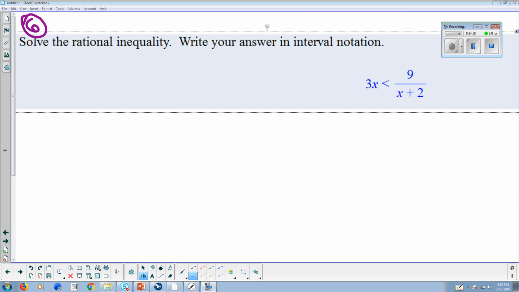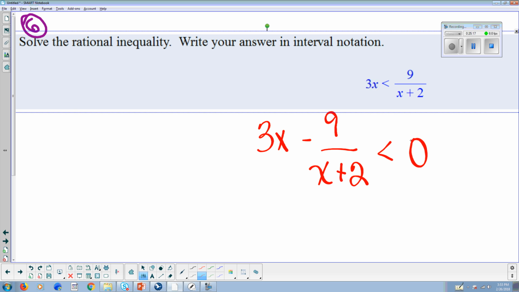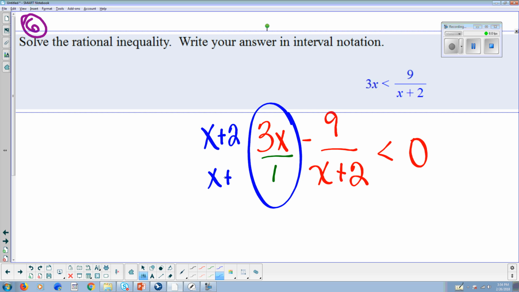The last example that I put on the video, it just looks a little different than the others, so I thought I would help you with starting it. I'm not going to work through the whole problem. But we're going to begin by setting it equal to 0. So 3x minus 9 over x plus 2 is less than 0. And then I need to create a single fraction. So I'm going to consider that 3x is a fraction that's over 1. So I'm going to multiply both the top and the bottom of this fraction by x plus 2 in order to create this common denominator.